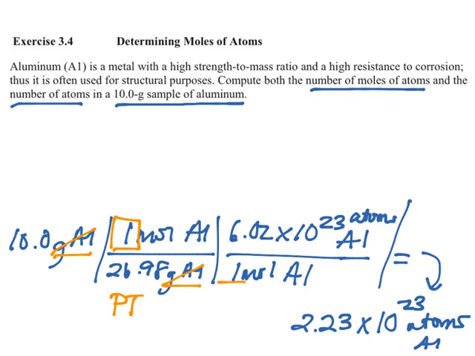Whenever I'm using Avogadro's number, again, that's always for 1 mole. So again, I'm looking for my units to cancel diagonally. Moles of aluminum are canceling, and now I'm left with just atoms of aluminum. Notice the work that I'm showing, that's the evidence that I know what I'm doing, and it's clearly laid out. And so that's going to get you points on the AP test.